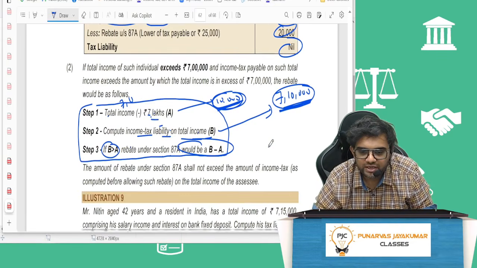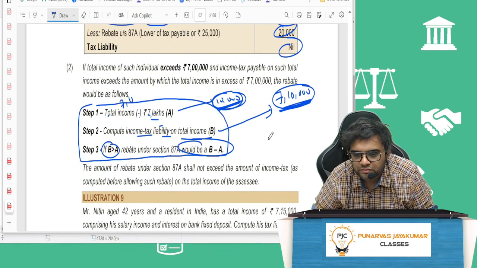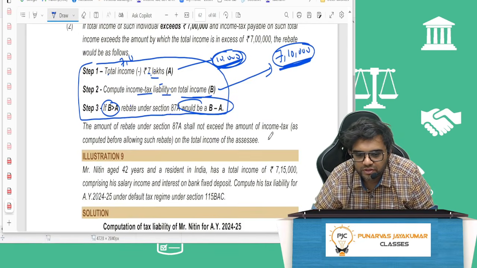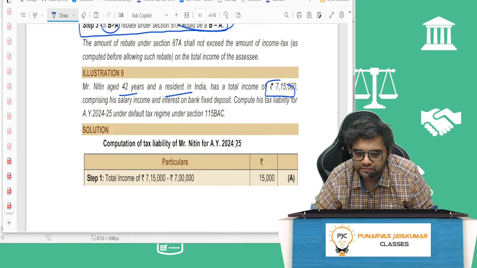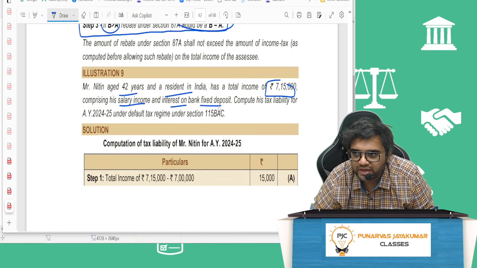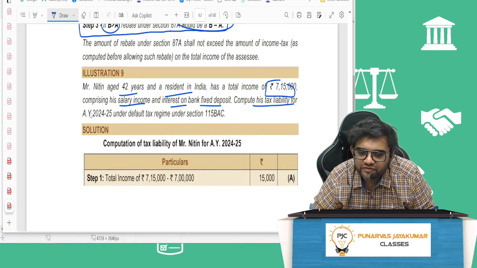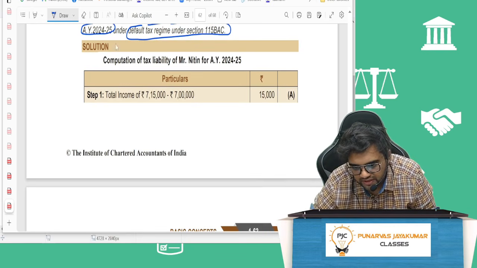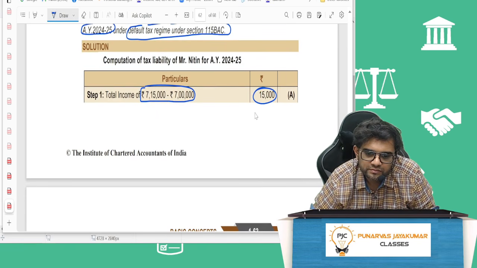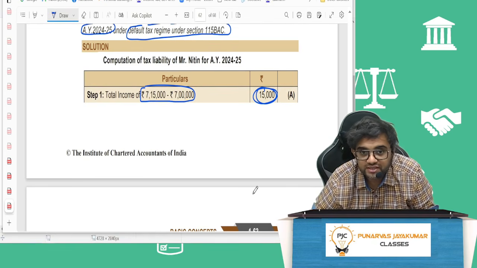So if total income exceeds 7 lakh, what to do? Then what will it be? Now you see, Nitin, age 42 years and resident in India, total income was 7 lakh 15,000, comprising his salary and interest on bank fixed deposit. Compute his tax liability for assessment year 24-25 under the default tax regime under 115BAC. So here, first total income of 7 lakh 15,000 minus 7 lakh. This is the extra income that you are earning, 15,000. Now rebate should obviously be, if you are paying more tax, that or this extra 15,000, whichever is less only you should take.